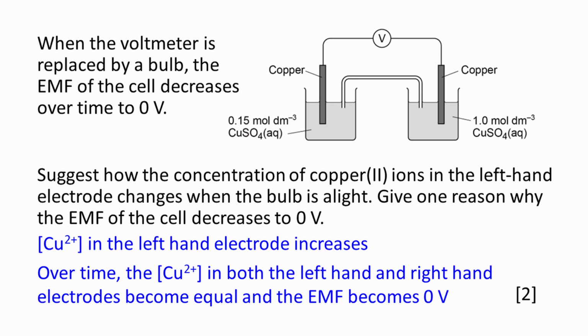When the bulb is alight, the copper 2+ concentration in the left-hand electrode increases. Over time, the copper 2+ concentration in both the left-hand and the right-hand electrodes become equal and the EMF becomes 0 volts.